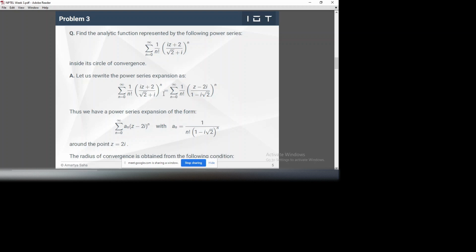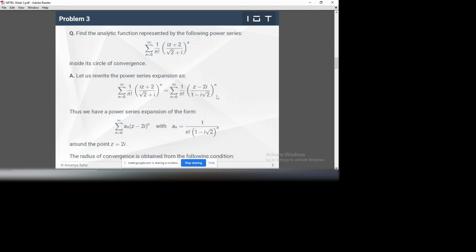So the series in question is given. We would first like to find the center of this series expansion, like around which point it is expanded. For that purpose, we rewrite this as this. You can achieve this by multiplying the numerator and denominator both by minus i. So you immediately get this.